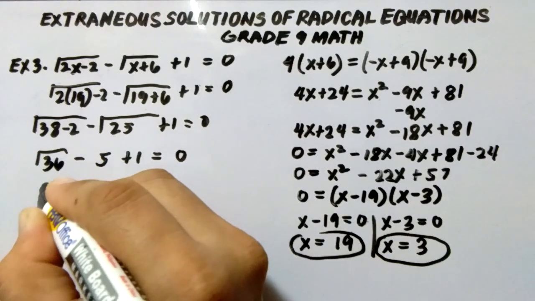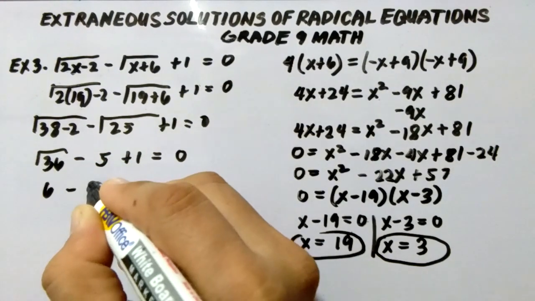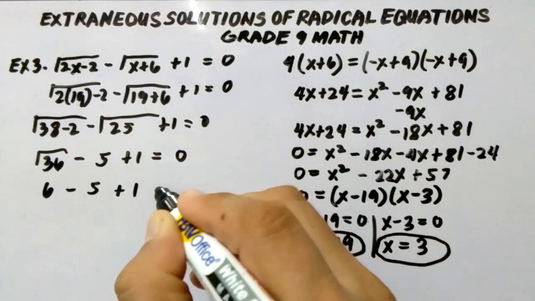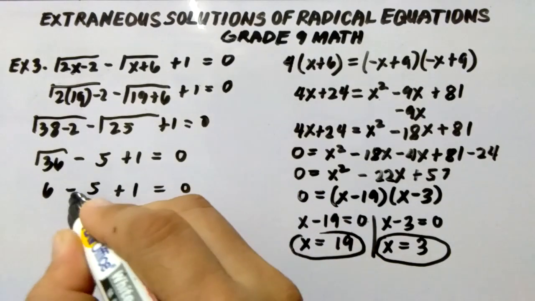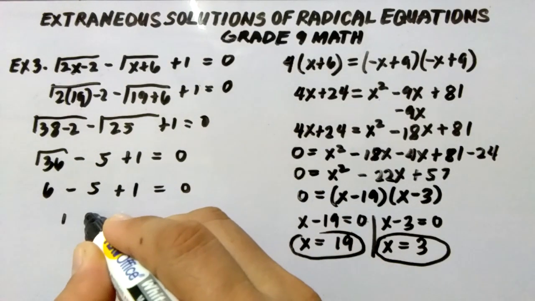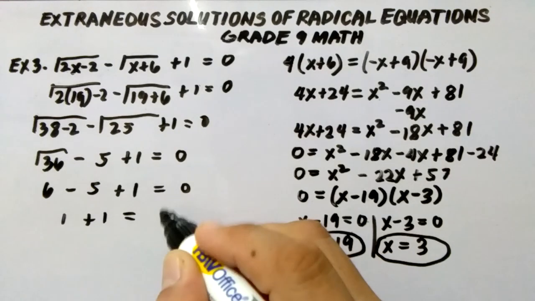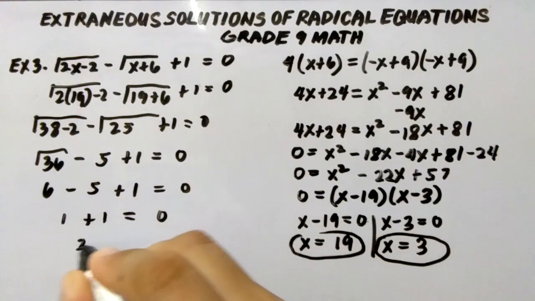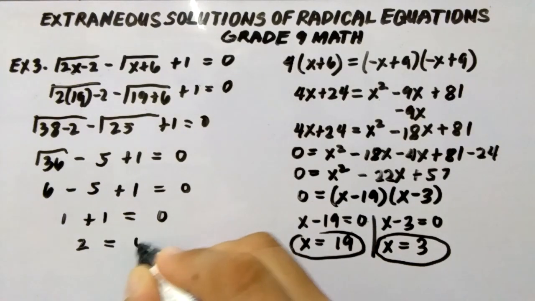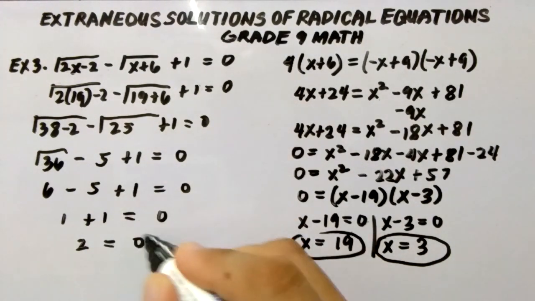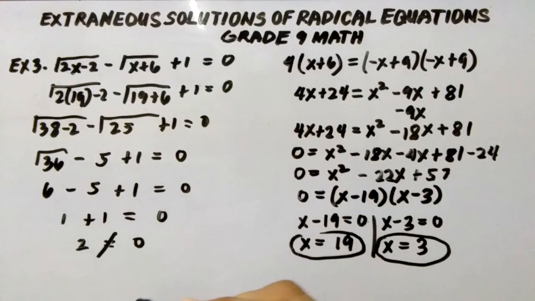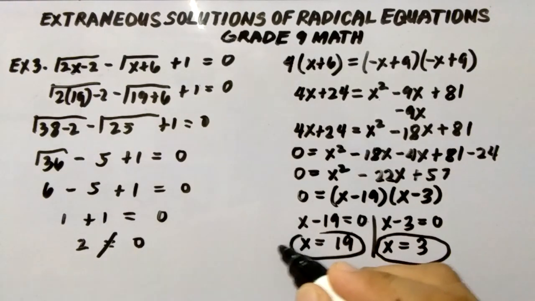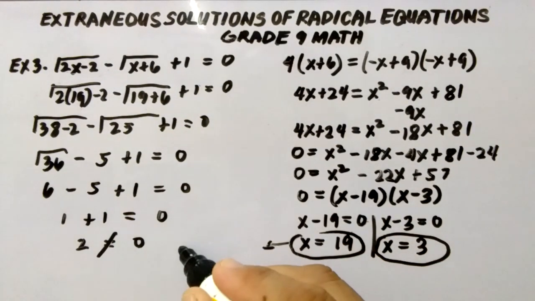So square root of 36, that is 6. Minus 5 plus 1 is equals to 0. Then 6 minus 5, that is 1. Okay. Plus 1 is equals to 0. So we have 1 plus 1, that is 2. Is equals to 0. So hindi po nag-equal. So therefore, x is equals to 19 is an extraneous solution. Okay, so extraneous solution po ito.